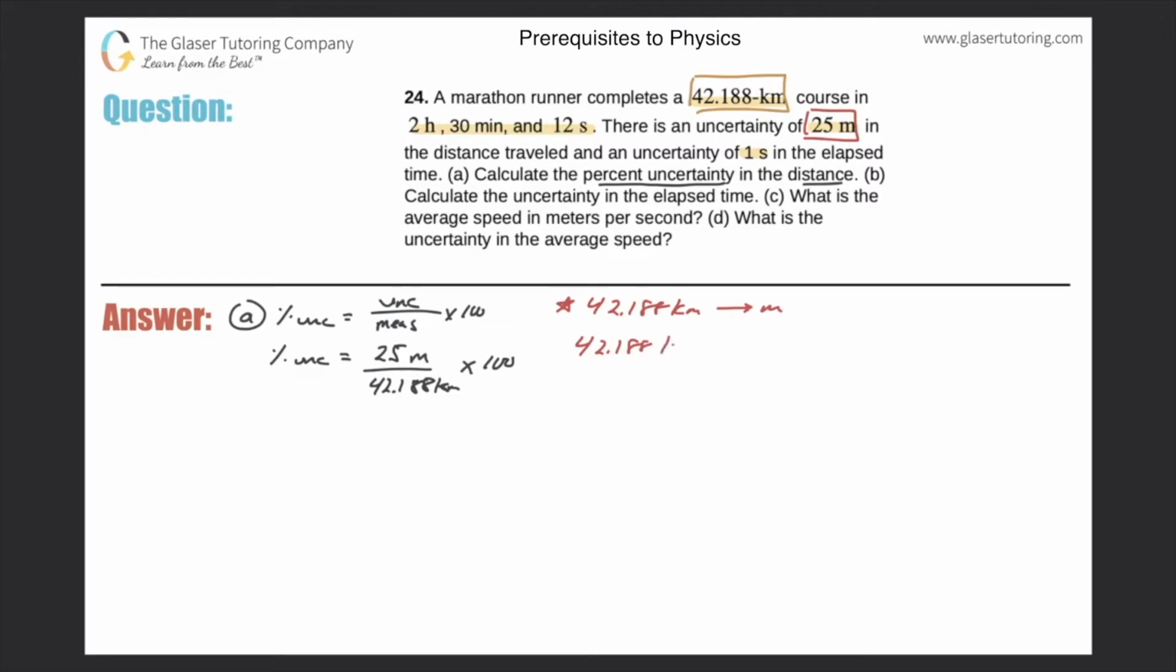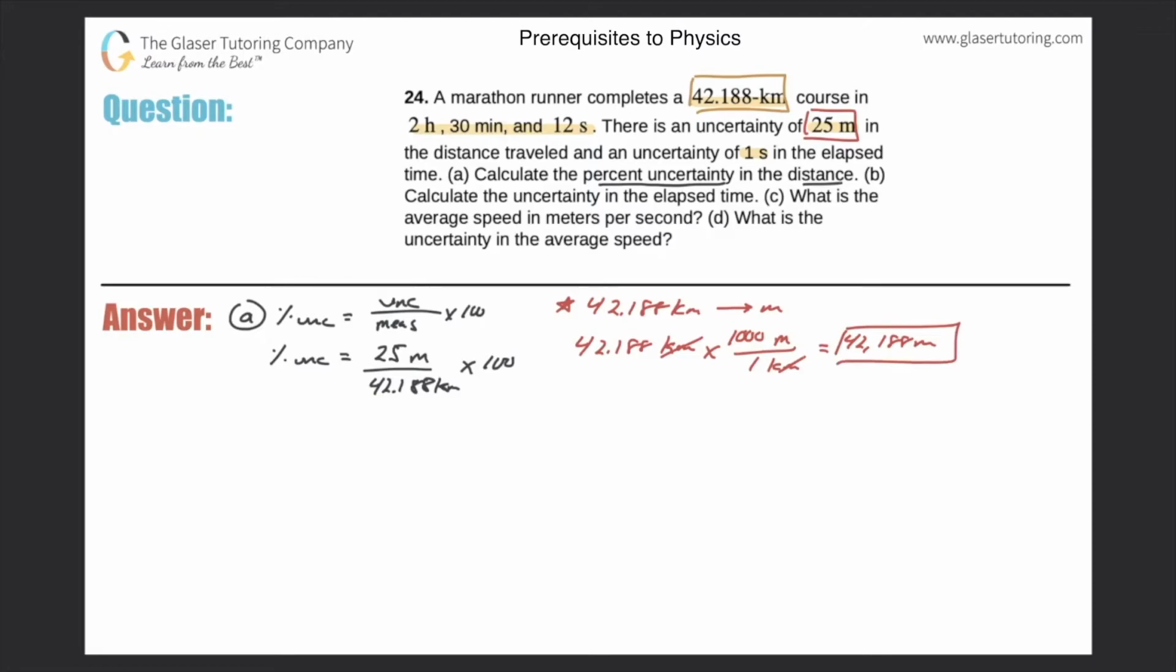Okay, so let's write down what we're given. 42.188 kilometers. The kilometers go on the bottom, meters on the top, and the relationship is that there are 1,000 meters in 1 kilometer. Great. So now let's just calculate that. We can essentially move the decimal 3 places to the right, so this would be 42,188 meters.